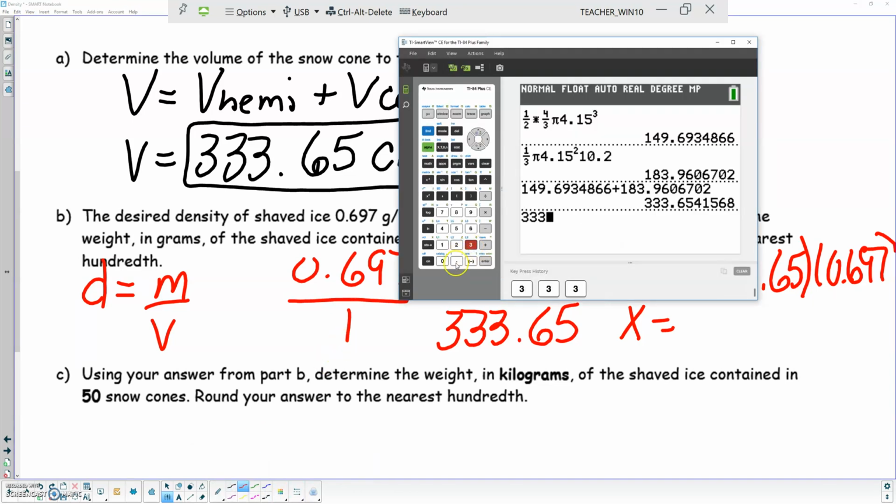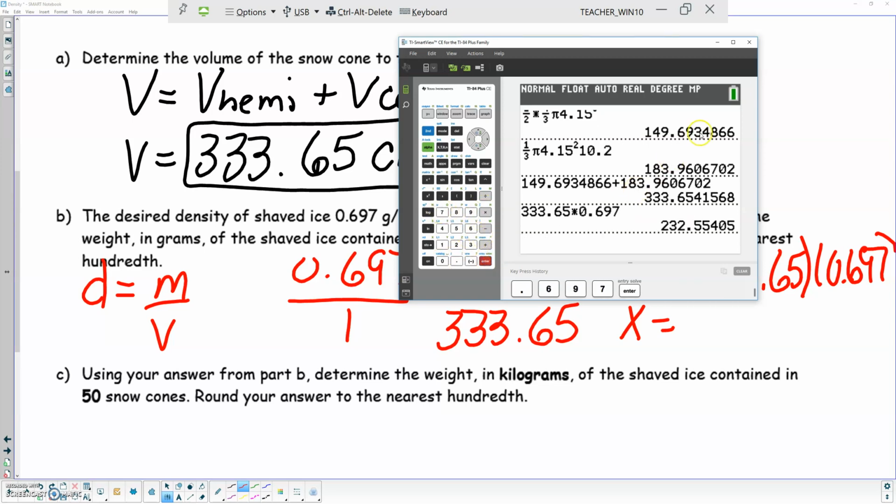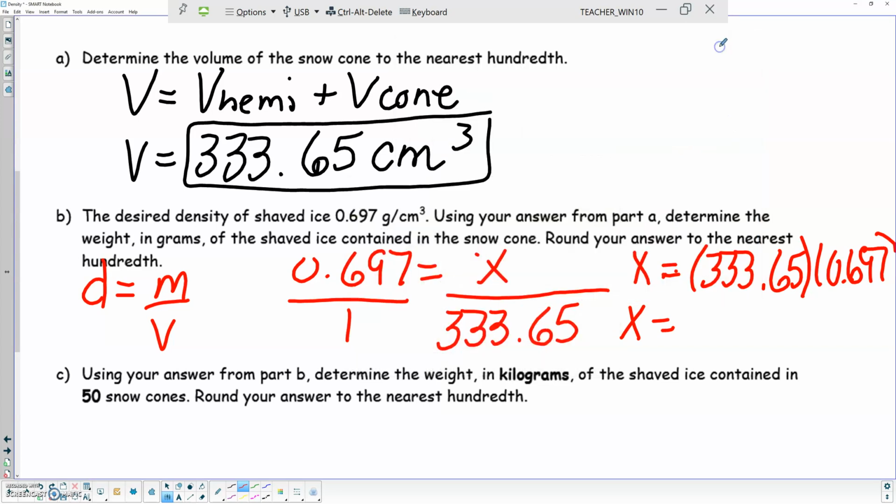Okay, so 333.65 times 0.697. So we get, to the nearest hundredth they wanted, 232.55. So the weight of the snow cone is 232.55 grams.